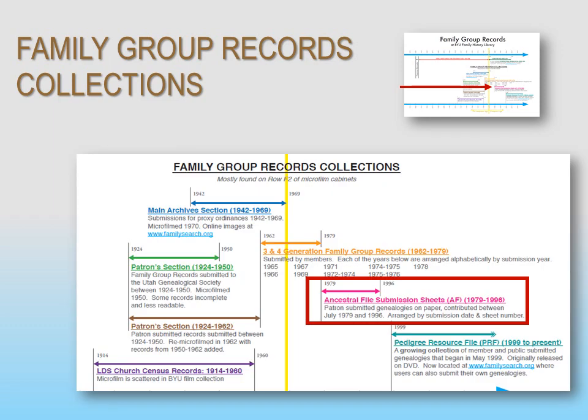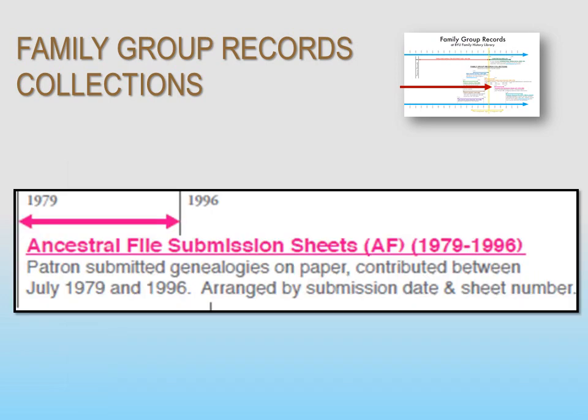The ancestral file submission sheets are the next family group records. These records are from the original ancestral file submissions prior to them being partially computerized. They are arranged by submission date and sheet number. There are 2 methods that can be used to search these records. Both methods have advantages and disadvantages which are listed in the handout. The ancestral file submission family group sheets can be very useful for patrons because they often include sources and other information that were not included in the computerized ancestral file database.